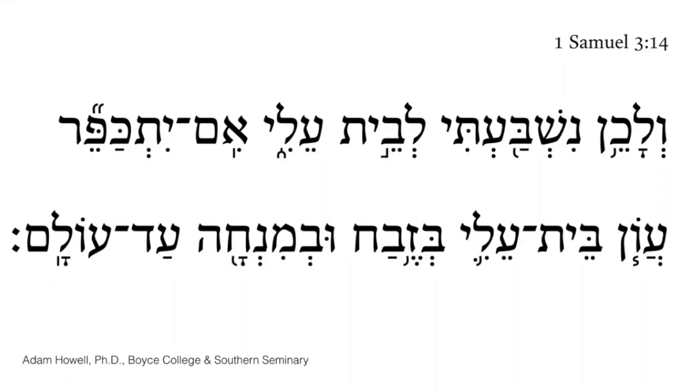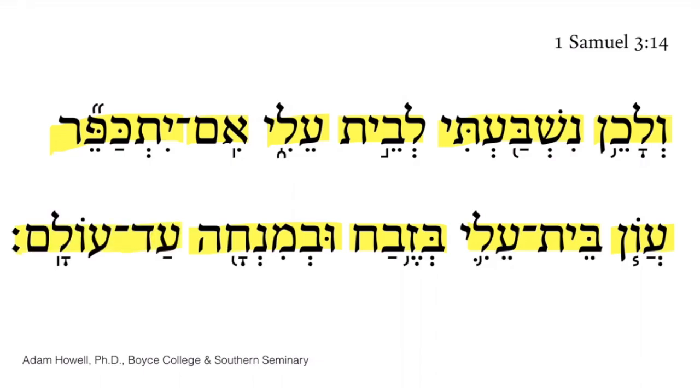We begin today in 1 Samuel 3:14, and today we want to look at the sentence structure, parsing, and syntax before moving into the accent discussion next week. So let's read this together. Velachein nishbati levet Eli, im yitkaper avon beit Eli, bezevach uveminha ad olam.